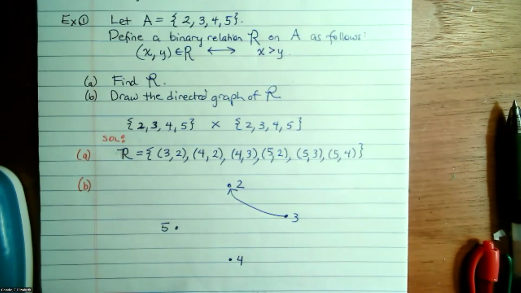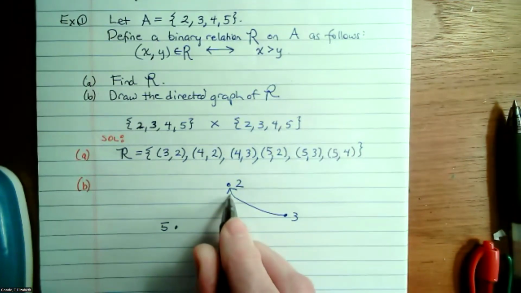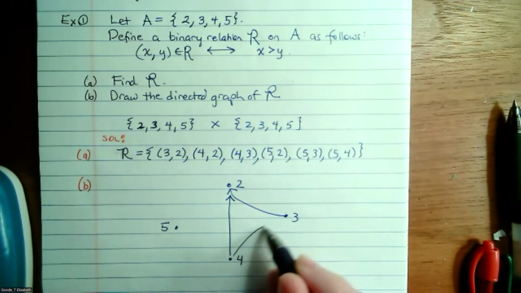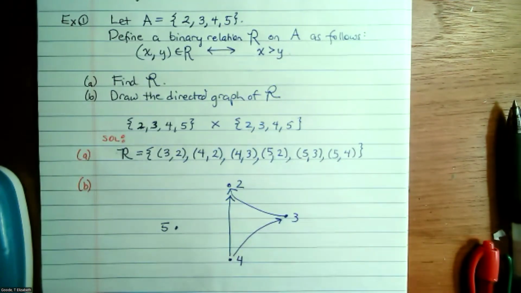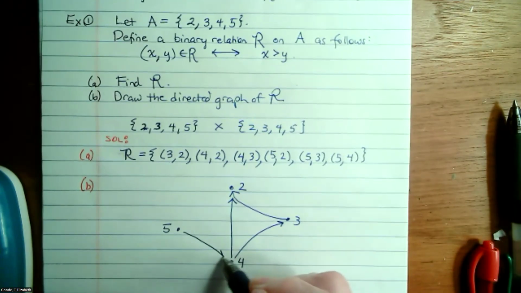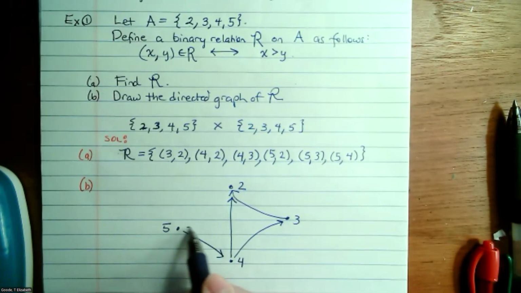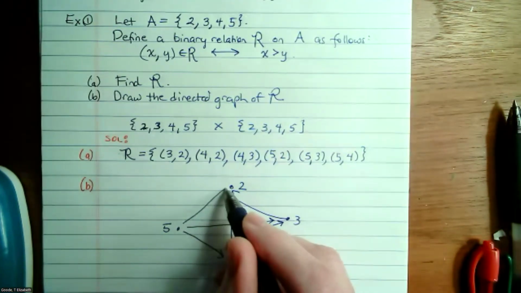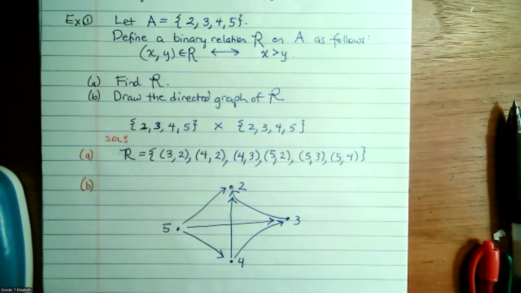Okay. What else can we do? We could draw one from 4 to 2. Okay, let's draw one from 4 to 2. Good. What else? Four to three. All right, 4 to 3. Anything else? Five to four. 5 to 4. Five to three. 5 to 3. And five to two. And 5 to 2. Good.